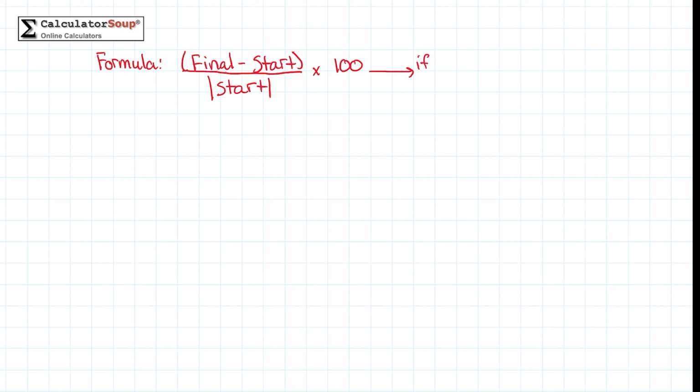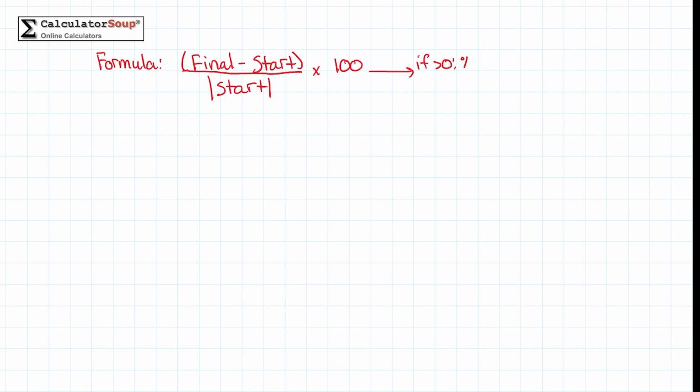To start, let's write down the formula to find the percentage decrease between two values. First, we want to subtract our final value minus our starting value. Next, divide by the absolute value of the starting value. The absolute value is the distance between 0 and that number on a number line. Lastly, multiply by 100 to turn that amount into a percentage.